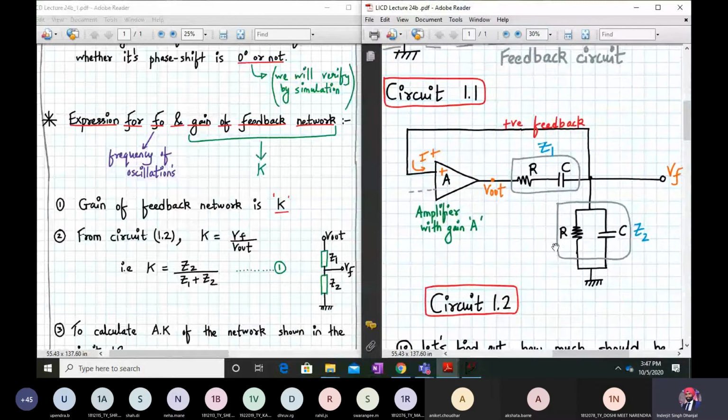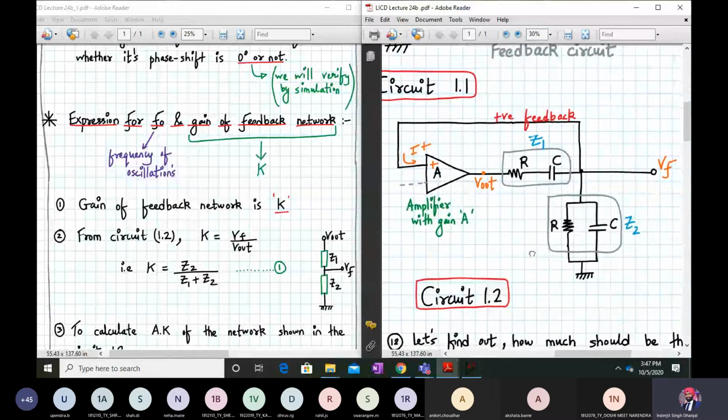So this is my circuit number 1.2. Here you see I have not drawn the other part; the amplifier part is left out. Basically we are analyzing only the feedback network, which is why we have skipped the amplifier. Here it is going to the non-inverting terminal. This is my Vf basically, and this is my output, the output of the op-amp, Vout.